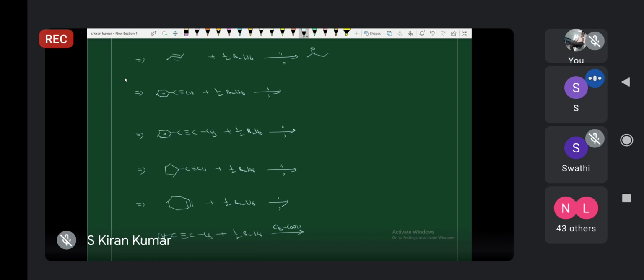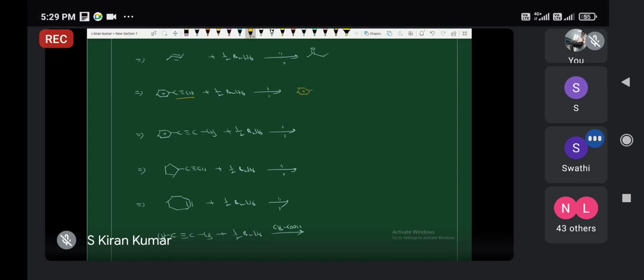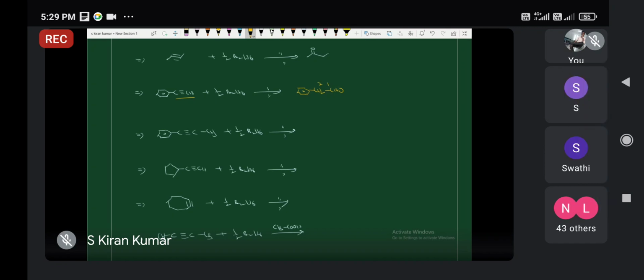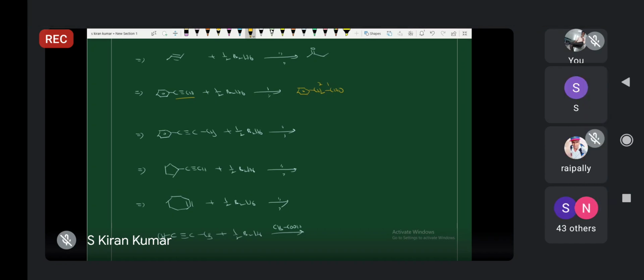The first one, phenylacetylene, which compound is it? Here it forms phenylacetaldehyde because terminal alkyne hydroboration with oxidation gives aldehyde. Phenylacetaldehyde or 2-phenylethanol. Next one. Which position is the ketone, sir? Second position. Sir, here the addition of BH3, sir.